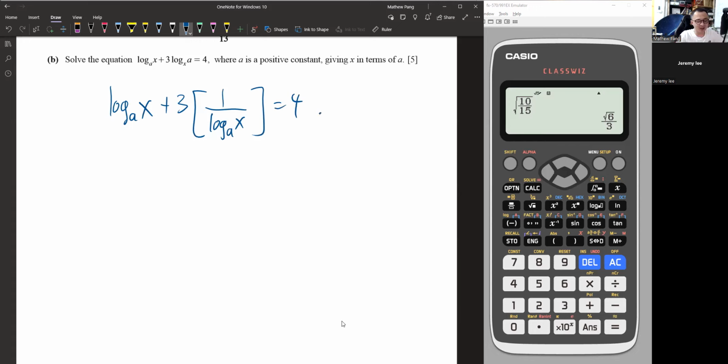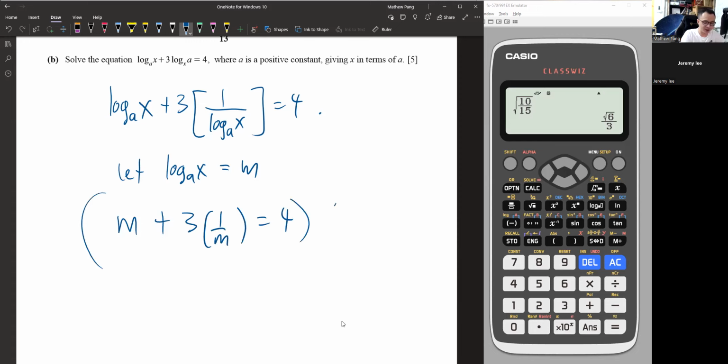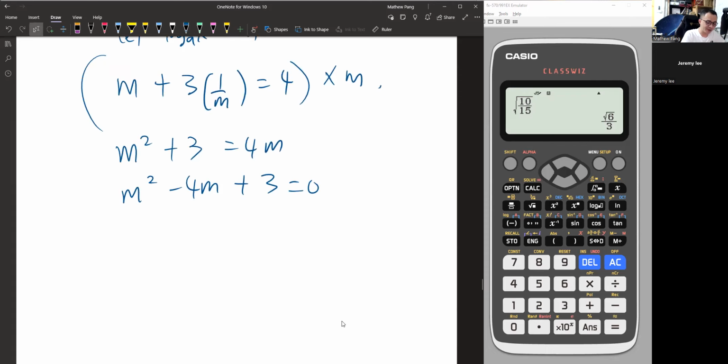If you can't see that this one is a quadratic, you just let log a x equal m. Then it's quite obvious this one is quadratic. 3 over m equals 4. Then for the whole equation I can multiply m. Then I should get m squared plus 3 equals 4m. Then I will get m squared minus 4m plus 3 equals 0. And then I will solve this one by factorizing it. This is m minus 3, m minus 1. So m is 3 and m is 1.